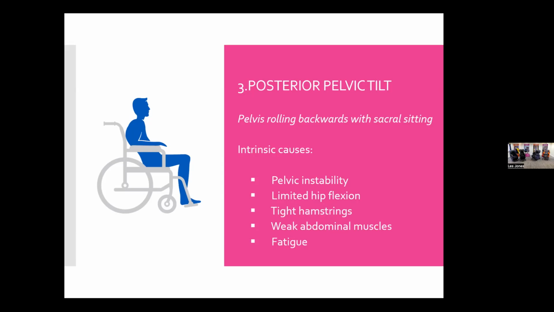There are going to be intrinsic causes to this, things like limited hip flexion, tight hamstrings pulling them into that position, and weak abdominals, so they fall in again, quite common with that generalized weakness, and even fatigue as well, because it's difficult to maintain that erect midline position. A posterior pelvic tilt can be associated with other significant postural challenges as well, which we will be discussing next.